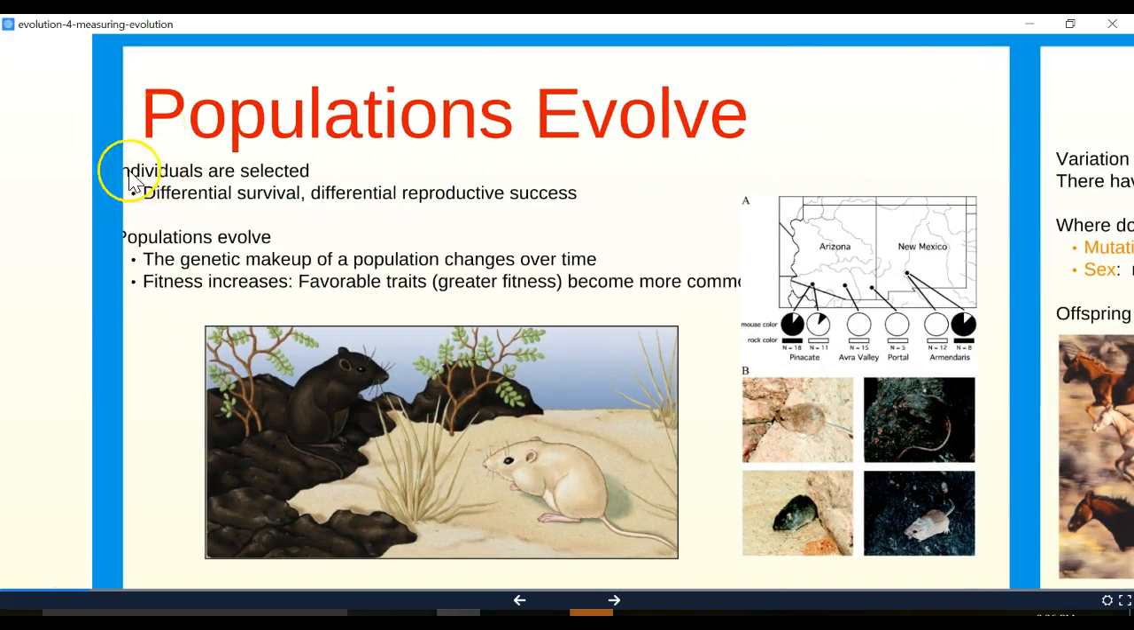So as a reminder, individuals are selected via natural selection. And so if you have differential survival, that means that you're going to have differential reproductive success. It's up to you whether you want to write this down again or just highlight it in your older notes. The second piece of information that's very important, that again is a review, is that populations evolve. So individuals are selected, but populations evolve. And so it's the genetic makeup of a population that changes over time. As the fitness increases, the favorable traits that give an organism a greater fitness become more common.